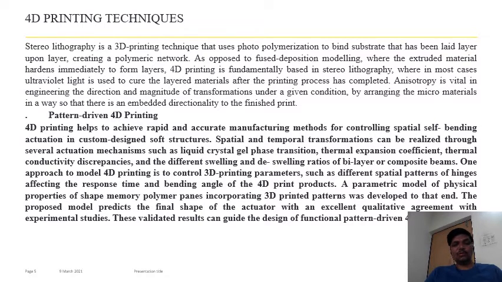One approach to model 4D printing is to control 3D printing parameters such as different spatial patterns of hinges affecting the response time and bending angle of the 4D print products.